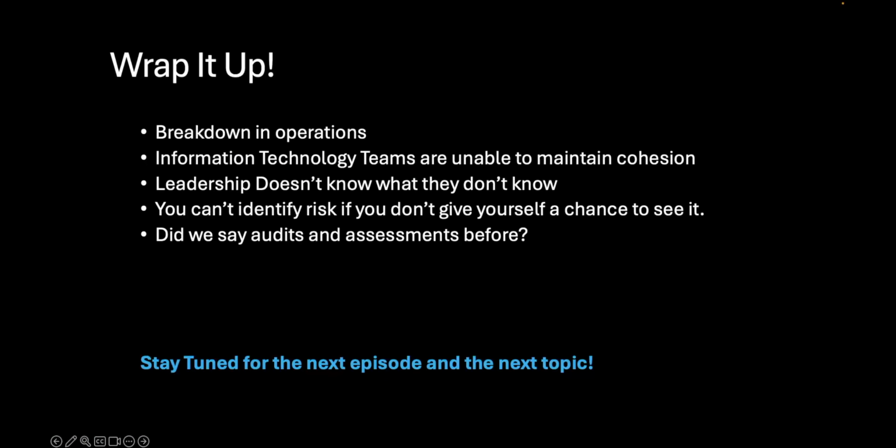So we're going to wrap it up. Keep in mind, we discussed how a network diagram or lack thereof can cause a breakdown in operations. We talked about how IT teams are unable to maintain cohesion without it. Leadership doesn't know what they don't know, and so give them a picture and it'll make them smile. Or, maybe it won't. You can't identify risk if you don't give yourself a chance to see it, and so again, putting that picture together and maintaining it really can be critical.